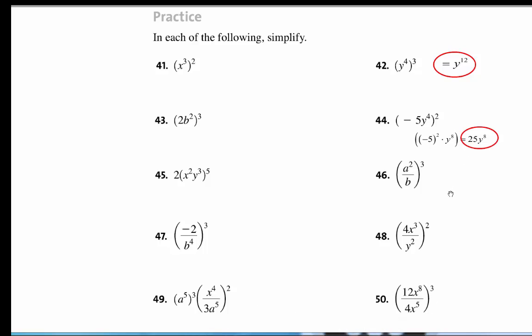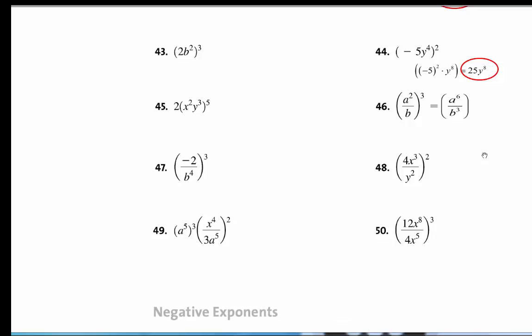Problem 46. Not really much to do here, right? We're going to multiply the 2 and the 3 to get the 6. Again, this is really b raised to the 1. If there's no number for an exponent, it's a 1. So 3 times that 1 is 3. So I'm left with a to the 6th over b to the 3rd.